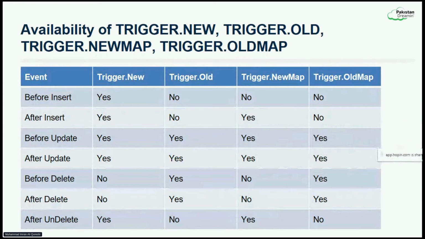For after undelete, we just have trigger.new and trigger.new map context variables. We don't have old and old map context variables, because undelete is just like an insertion operation. Actually, it's a restore. The record will be restored in the undelete event with the same ID. So these are the availability of trigger.new, old, new map and old map variables.